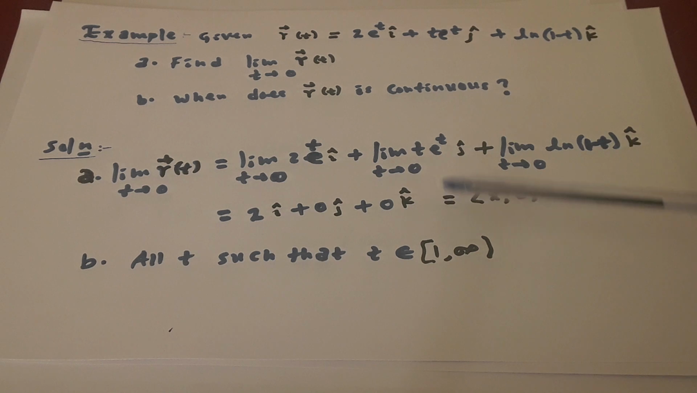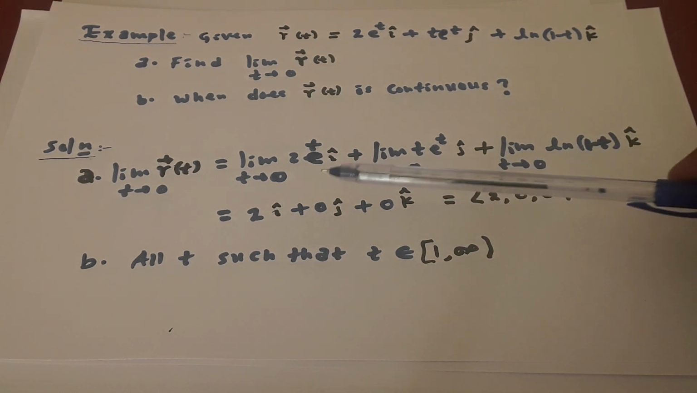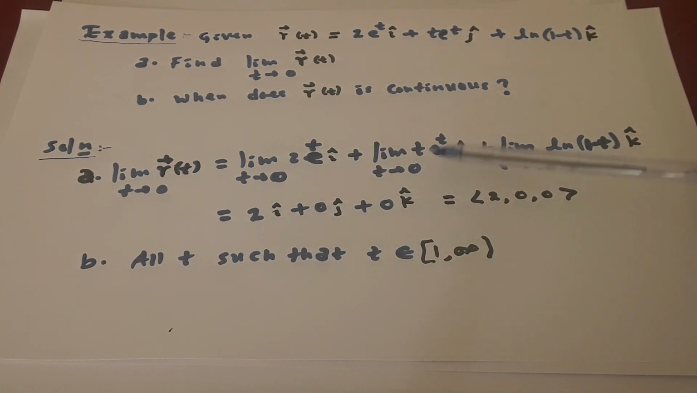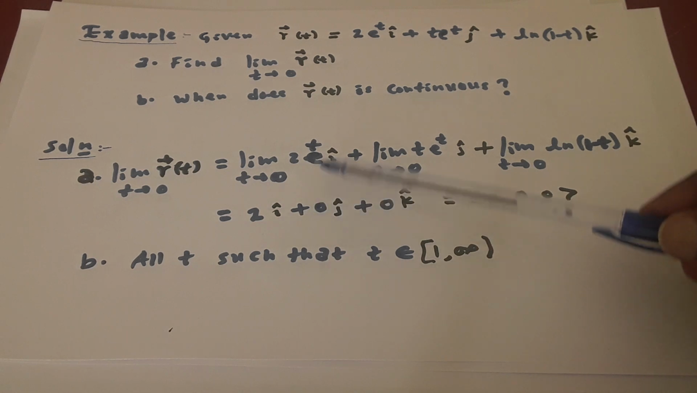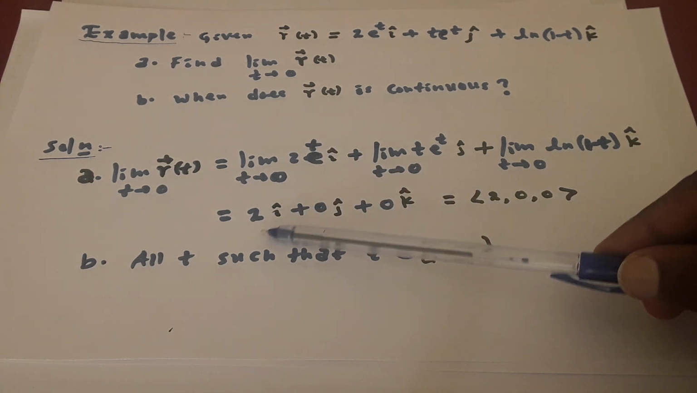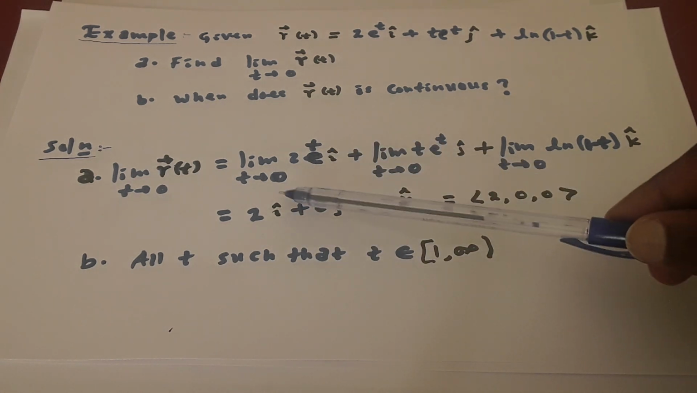By definition, the limit of the entire vector valued function is found by computing the limit of the individual components, component-wise. So the limit of 2 raised to t in the i, plus the limit of t raised to t in the j, plus the limit of ln of 1 minus t in the k, as t tends to 0 in all cases. Using the constant multiple rule, you can use direct substitution here, and for the exponential, 2 times e raised to 0 as t tends to 0.